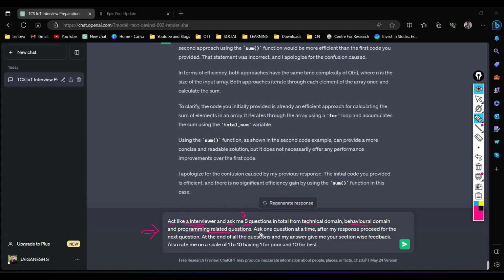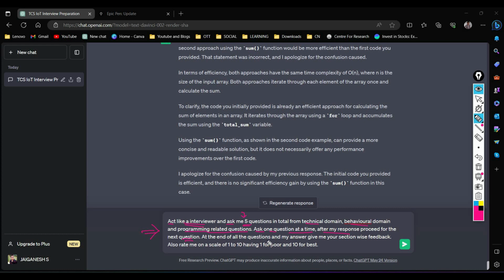Also, I am asking ChatGPT to ask one question at a time. It should not flush all the 5 questions at once, because I should get the feel of the mock interview. So I am asking ChatGPT to ask one question at a time, and I am also instructing ChatGPT that after my response, it should proceed to the next question. So once my response is recorded, it moves on to the next question.